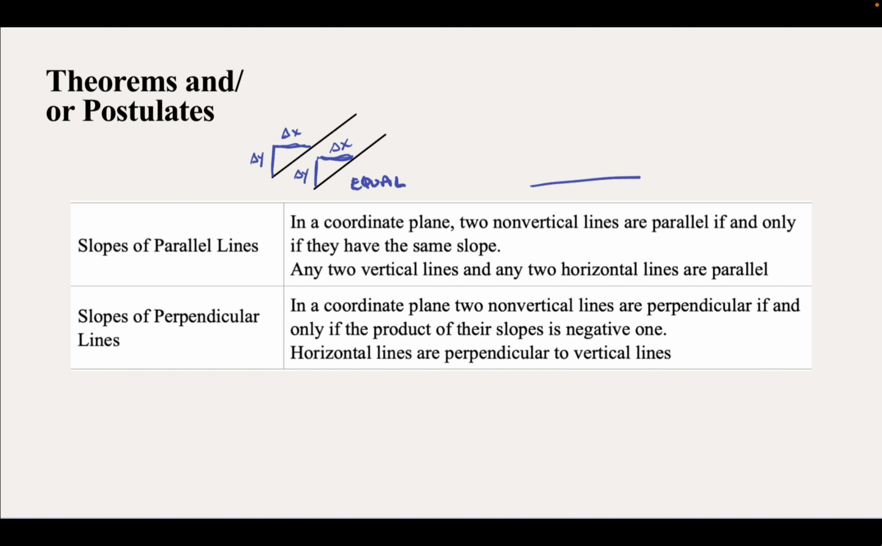For perpendicular lines, the slopes of perpendicular lines will always be opposite reciprocals. How do I find an opposite reciprocal? I would do two things. Number one, flip over the fraction. Number two, take the opposite. A reciprocal of a fraction is when you flip it over, and the opposite of a number is where you add a negative. So 2 would become -2, -2 would become +2.